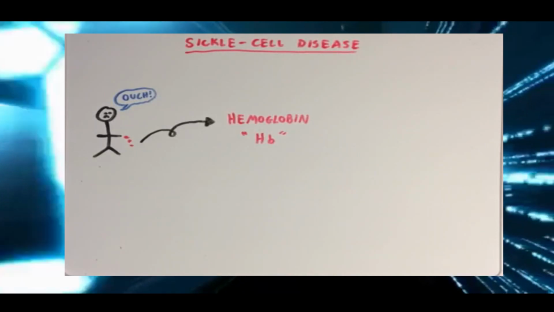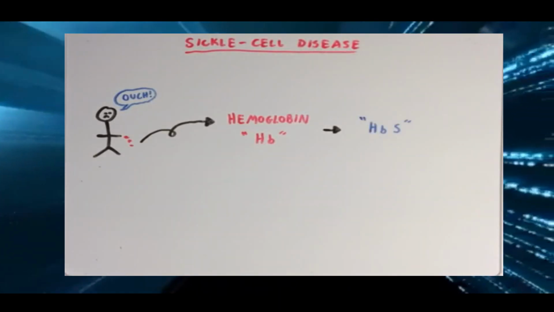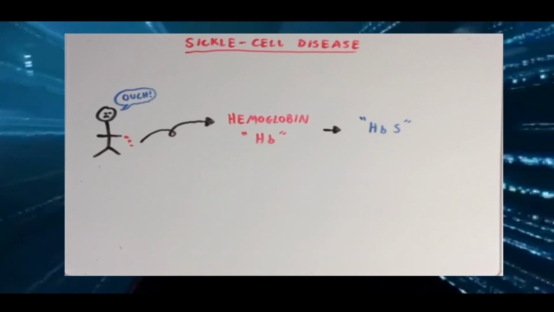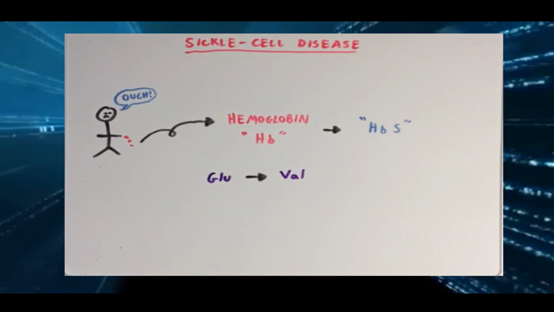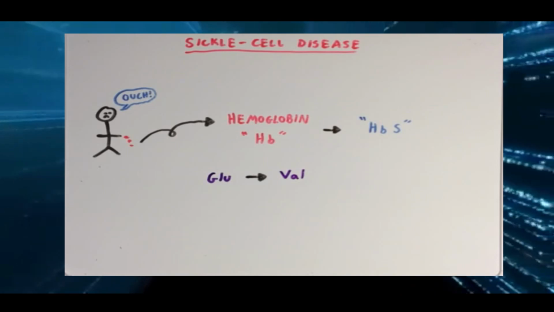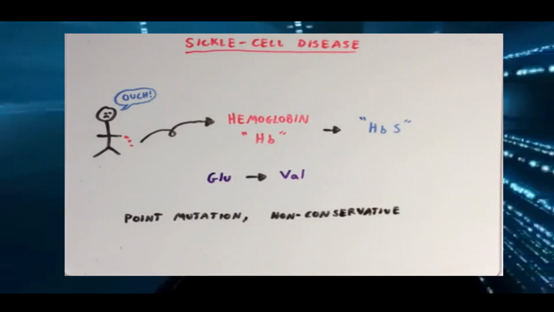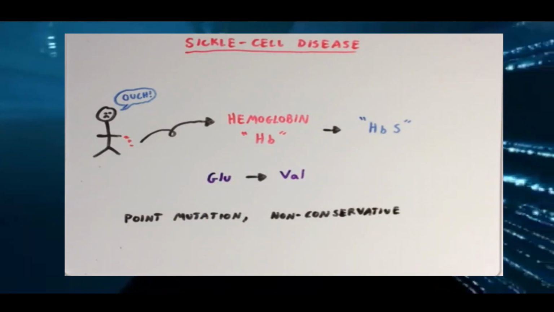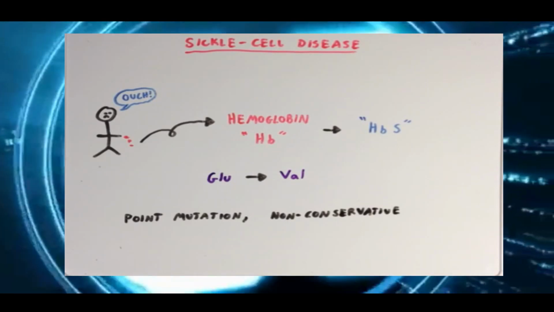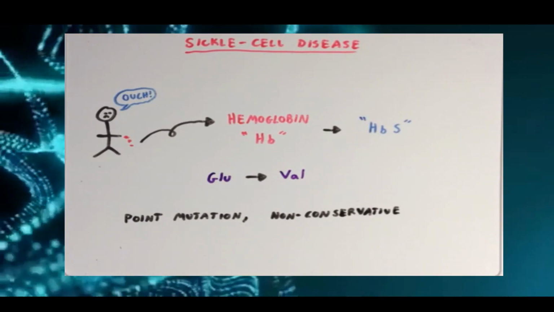So, let's look at a quick example. Sickle cell disease is a disorder where hemoglobin, or HB, which is a protein found in human blood, is mutated into a less active form, which we're going to call HBS, and it results from a single glutamate residue being converted into a valine residue.